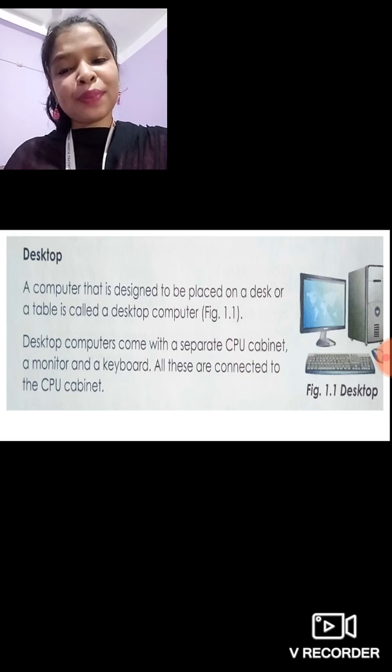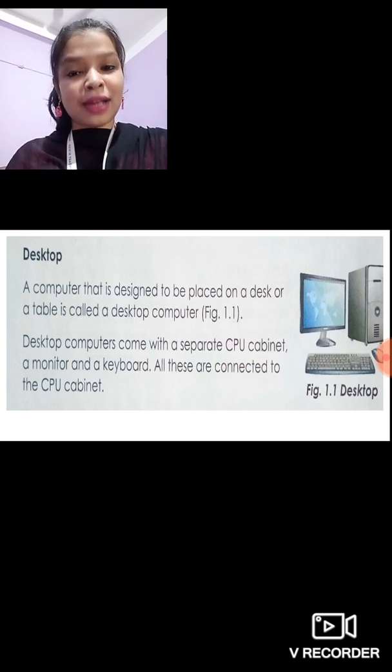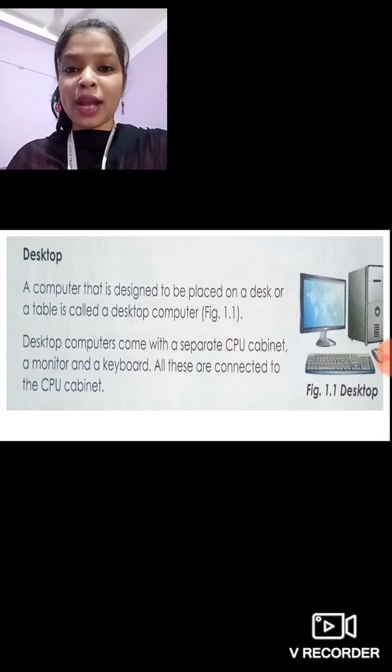Now, computers come in various shapes and sizes. All these are computers. How they are different from each other, we are going to learn in detail. All these machines are known as computers. They are electronic machines, but they are different from one another because they have different properties. Let us look at them.